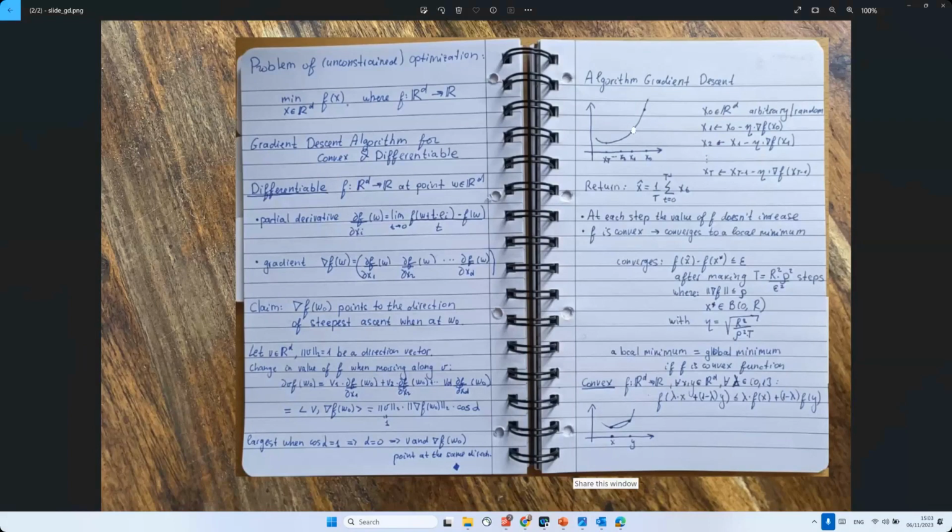Yeah, so we're assuming that we have a function f, the function that maps the dimension of vectors into real values, and we want to find some point x in the dimensions that brings the value of the function to the minimum. And we're assuming that we don't have any constraints on this x.